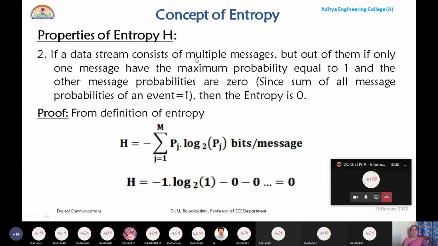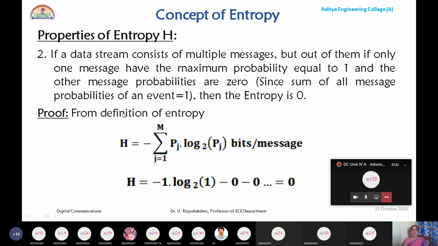If a data stream consists of multiple messages, for example the messages be M, but out of all the messages, only one message possesses maximum probability. So what is the maximum probability? It's 1. So other probabilities must be 0 because the sum of all message probabilities of an event is 1. That's why if a particular message has maximum probability equal to 1, the other message probabilities will be 0. Then also our entropy will be 0.